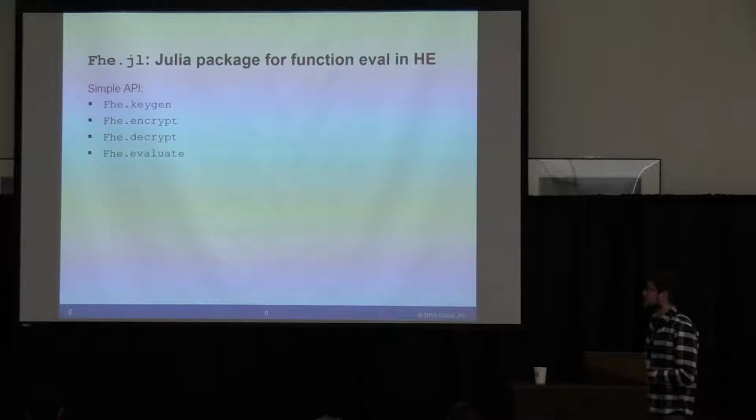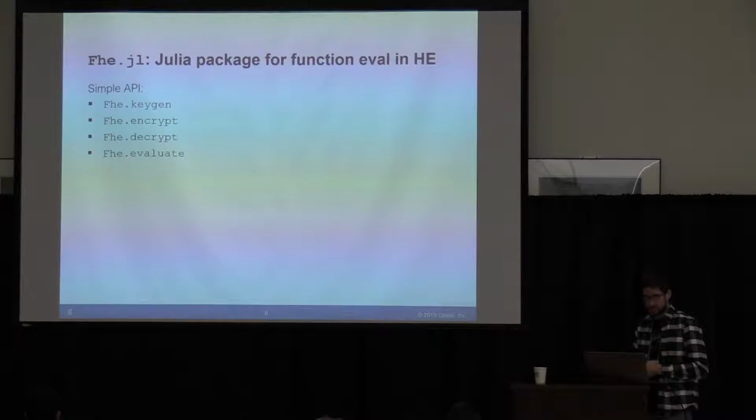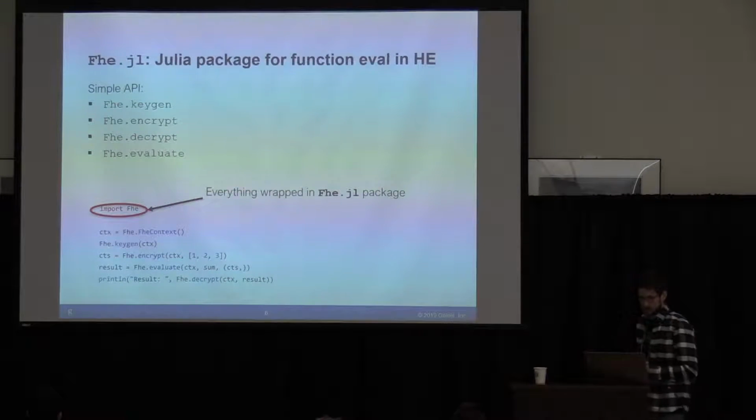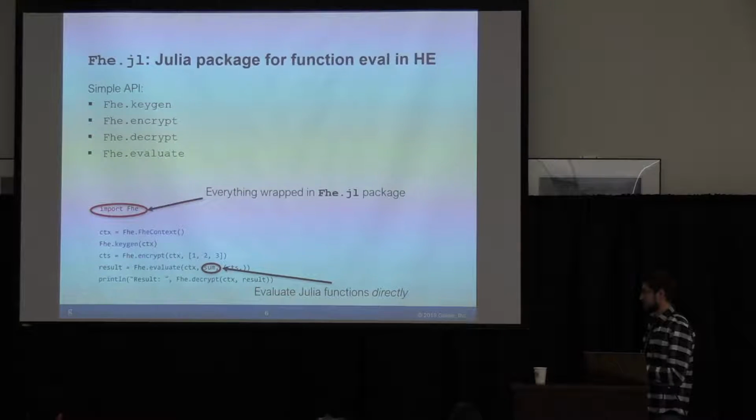It has a relatively simple API, with standard public key operations for key generation, encryption, and decryption. And the big one is the evaluate function, which does the homomorphic evaluation. Everything is wrapped within this Fhe package in Julia. And this code reproduces that C++ code that I showed earlier. So you can encrypt these three values, you can evaluate those ciphertexts using the sum function, and you can decrypt the result and print it. One particular thing to note, which I'll get into a lot later, is that we're directly evaluating the Julia functions. So we're just taking the default sum function in Julia and applying it.